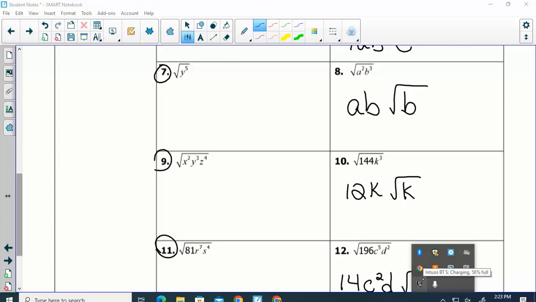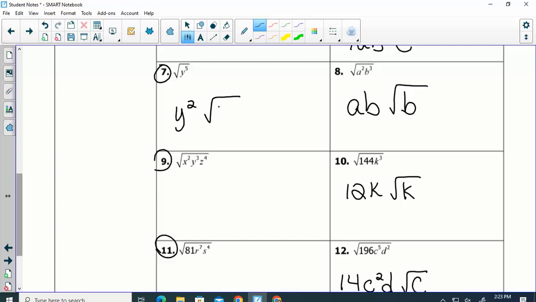So if I have the square root of 5, y to the 5th, that's like saying you have 5 socks. How many groups of 2 can come out? 2 groups of 2. And how many are left over? So 1 y is still underneath. All right, number 9, the square root of x squared would be? 1. And that's the first. If you have y to the 3rd, 1 set comes out, and there is 1 left under our radical. And then we had 4 z's, so that means 2 pairs come out.